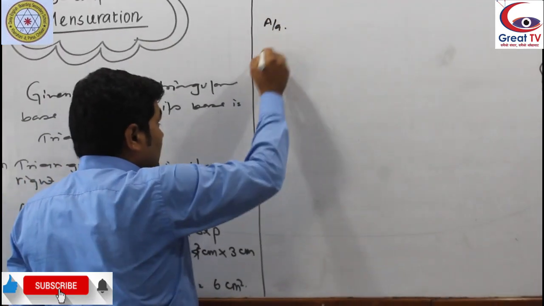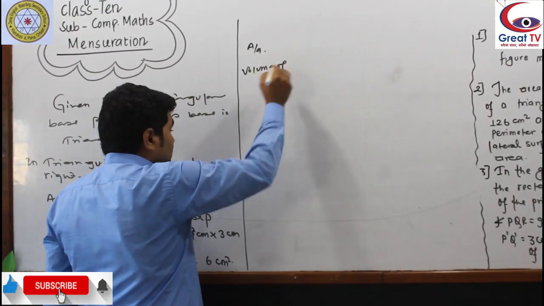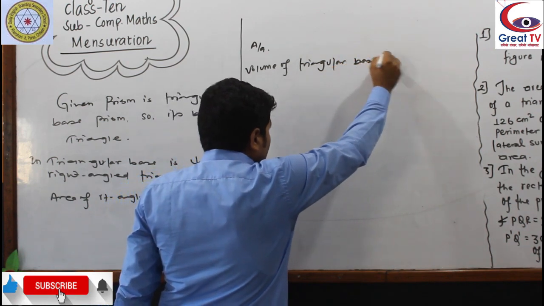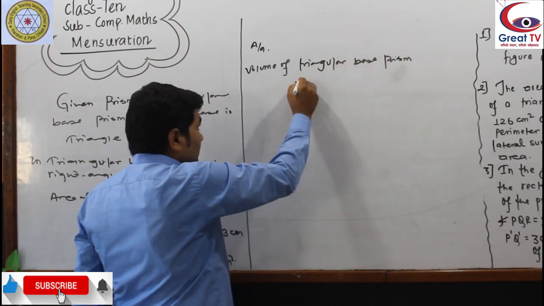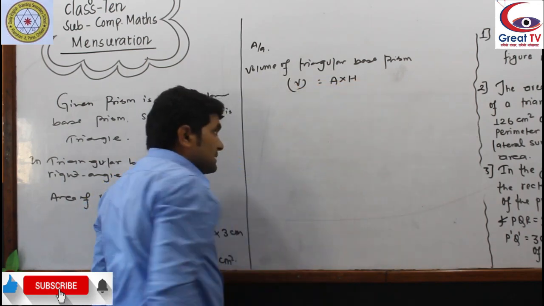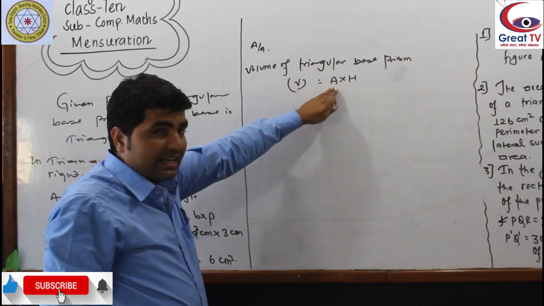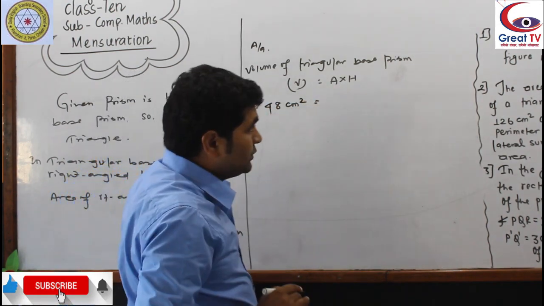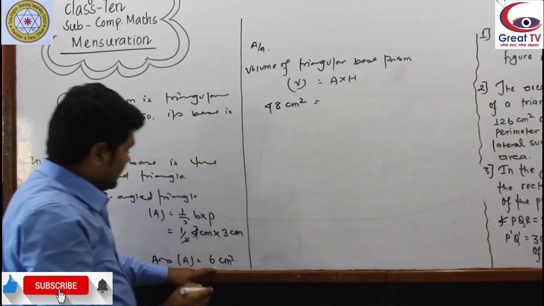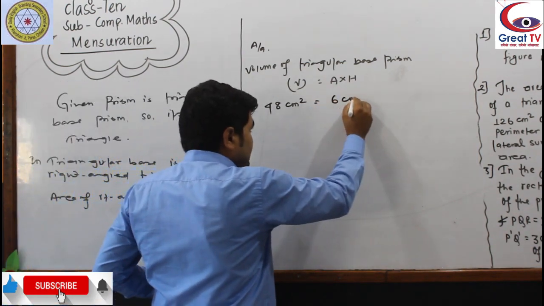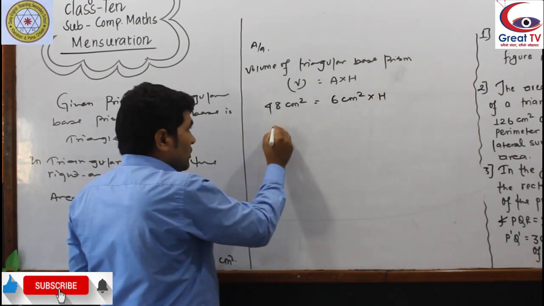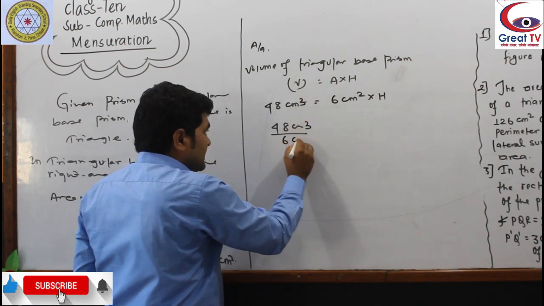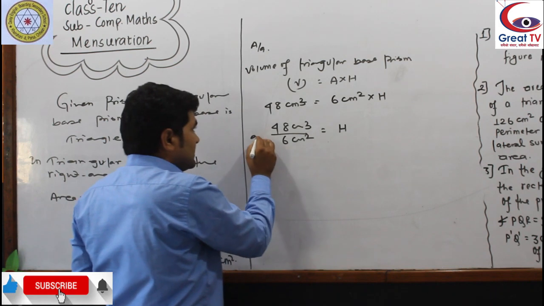According to the question, the volume of the triangular base prism equals A times H. A means area of base. Volume equals 48 cm³, and the area of base is 6 cm², so 6 cm² times H equals 48 cm³. Dividing 48 cm³ by 6 cm² gives H.